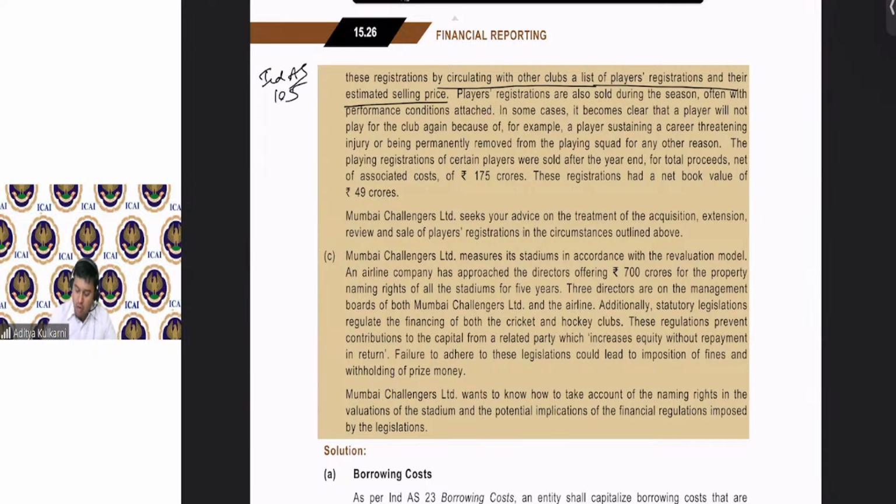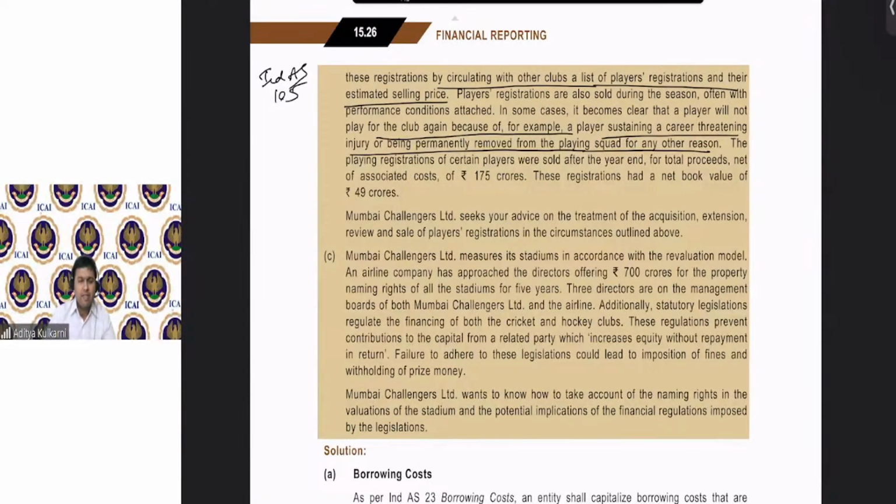Players' registrations are also sold during the season, often with performance conditions attached. In some cases, it becomes clear that a player will not play for the club again because, for example, a person sustaining a career-threatening injury or being permanently removed from the playing squad for any other reason. So there could be an offense involving moral turpitude. Okay, so like there was a fixing scandal that happened where some players were forced to leave, not to play for the country, not to play for any league. So therefore, that could also be a case of impairment.